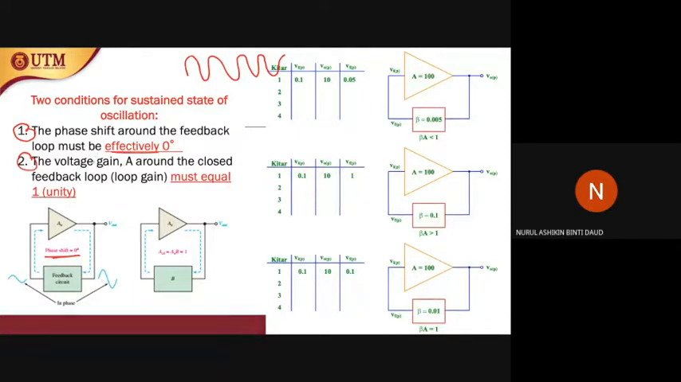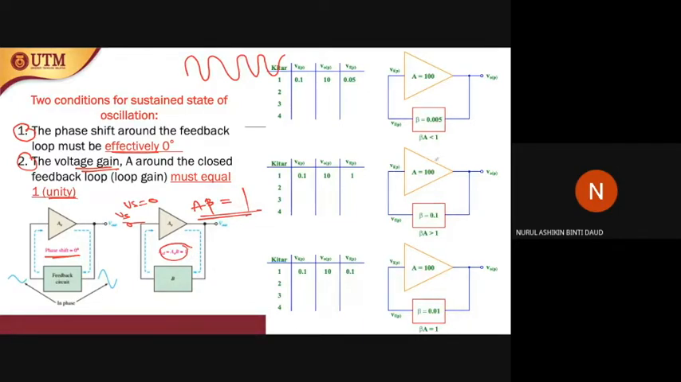Second, the voltage gain around the closed feedback loop must equal 1, which is A beta just now. A beta should be 1. Or if there is a Vs, the Vs value should be 0. But if there is no Vs, sometimes it's very hard to get it to 0, so the value of A and beta should be 1.